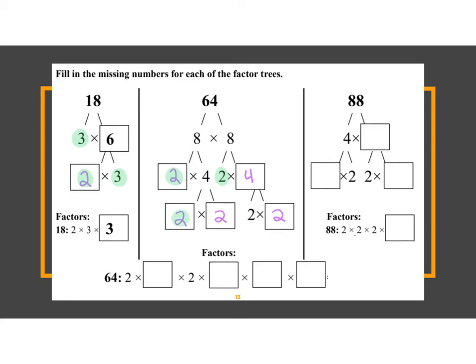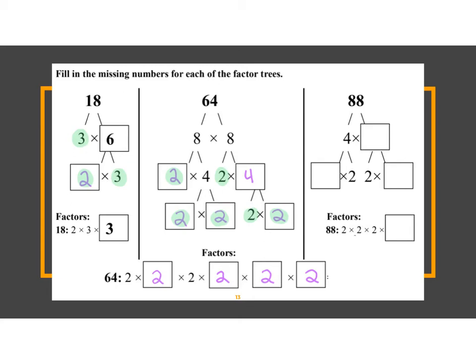I'm going to circle my 2's and write them down below. We have 6 2's. Some are already written down below for us. 2 times 2 times 2 times 2 times 2 times 2. This is the prime factorization of 64. Next, let's look at 88.